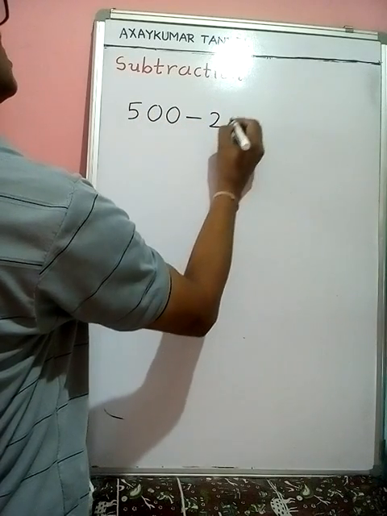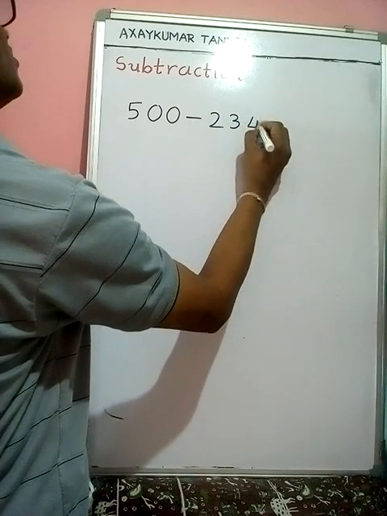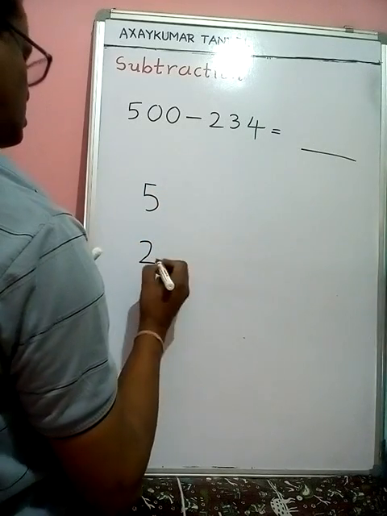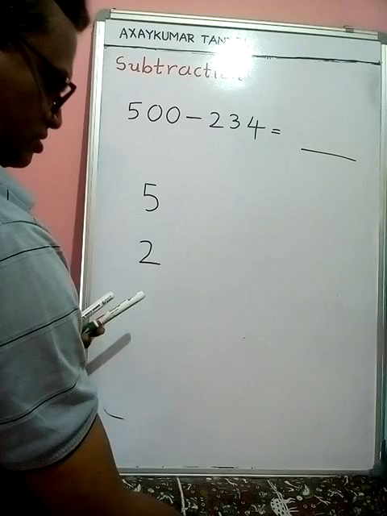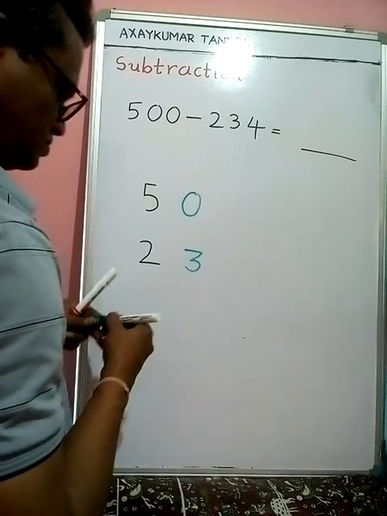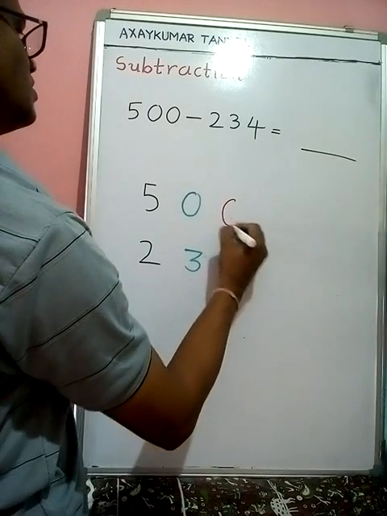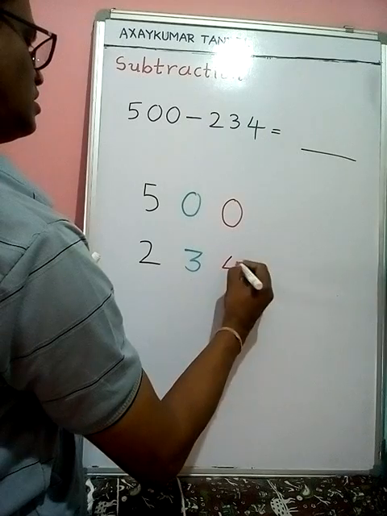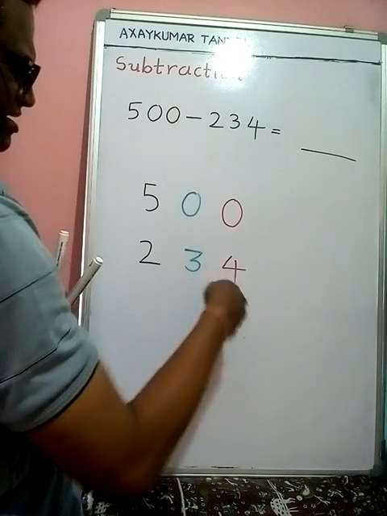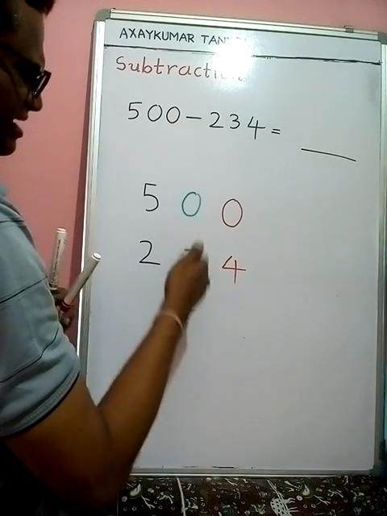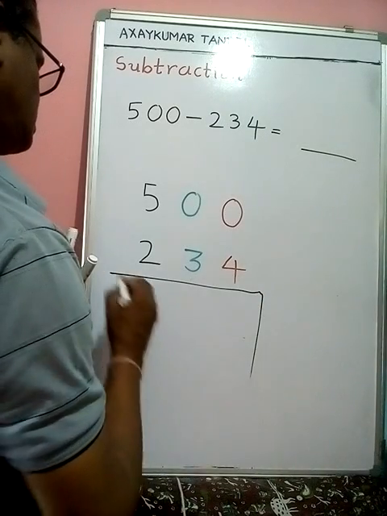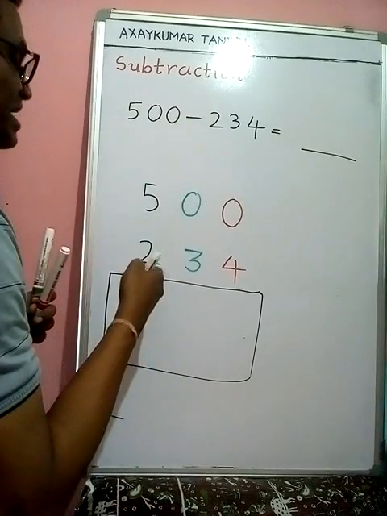500 minus 234. How many? We write here ones with red color, tens with green color, and hundreds with black color. Okay.